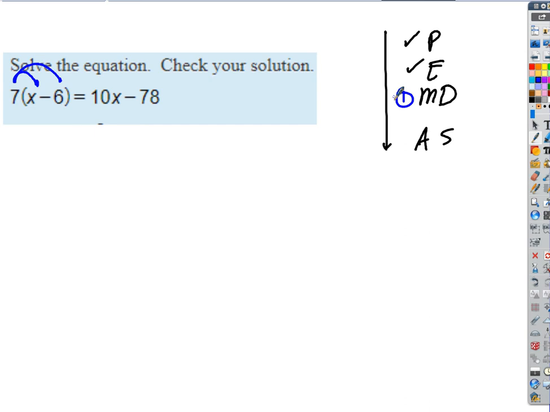Okay, so let's do that. If I distribute the 7, what do I get? 7x minus 42, good. Equals 10x minus 78. What would you do next?